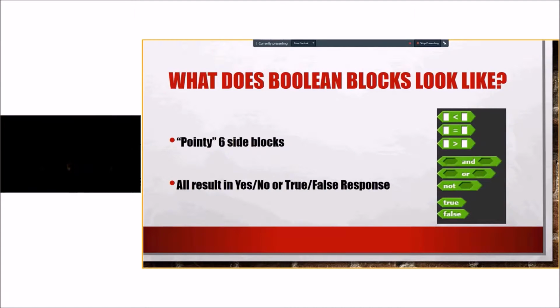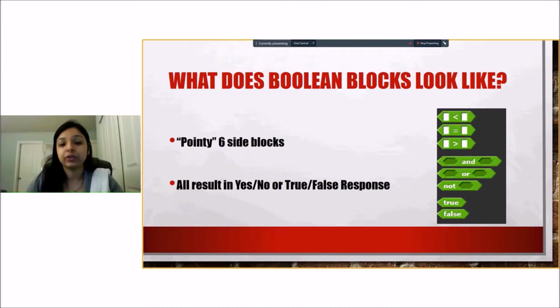So in Snap, you will see some of the blocks that have 6 sides, something like this. And this is not the exclusive list. There are a lot more blocks in Snap which look like this. So any block that has 6 sides is going to be a block that would evaluate to a Boolean result. That means whatever the expression in that block is, it will always evaluate to either true or false. That will be the result of that block.